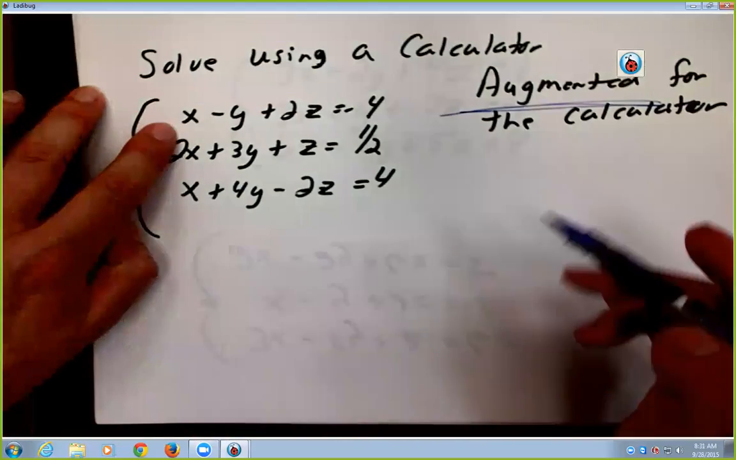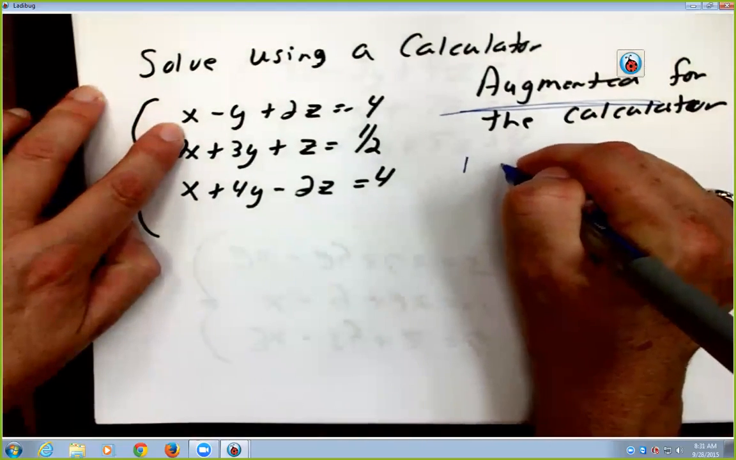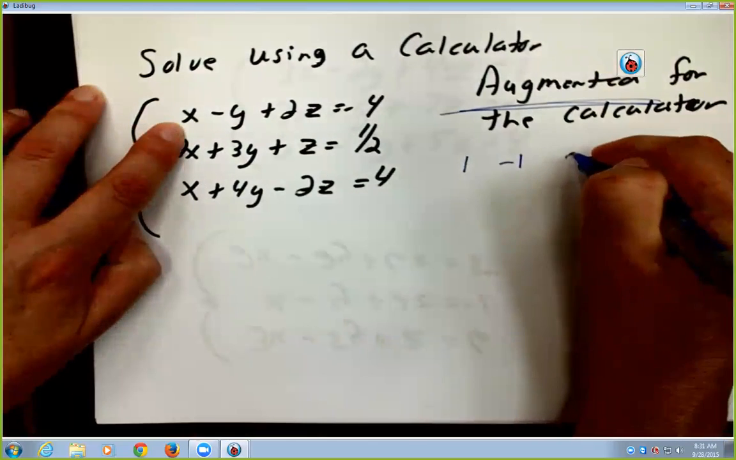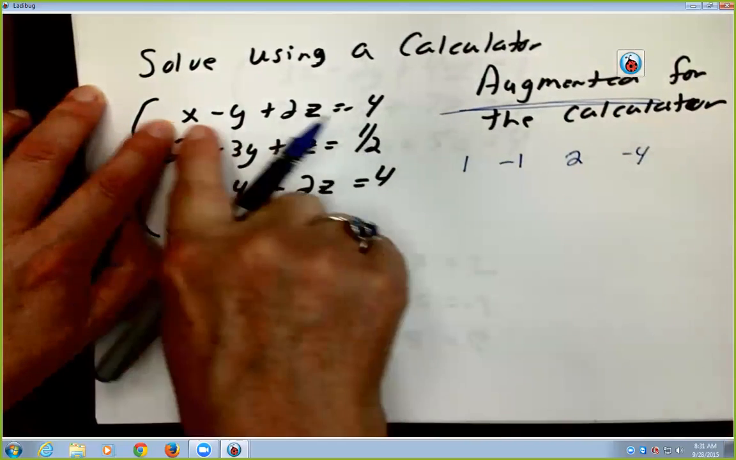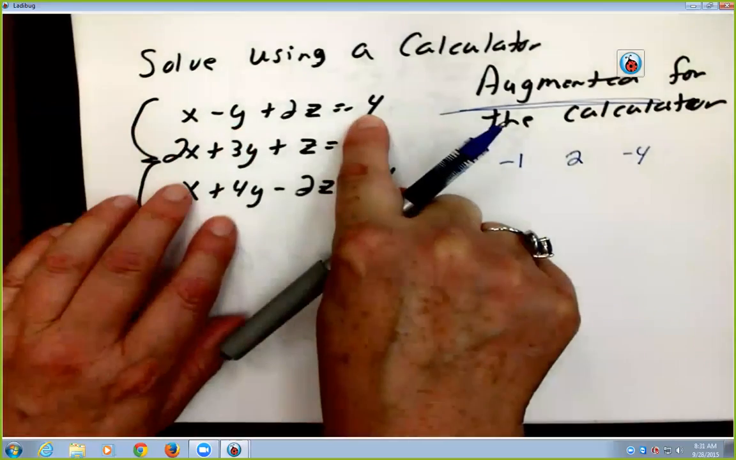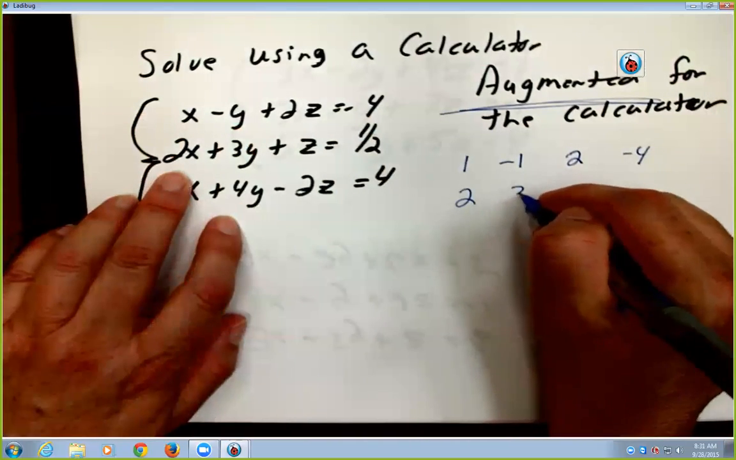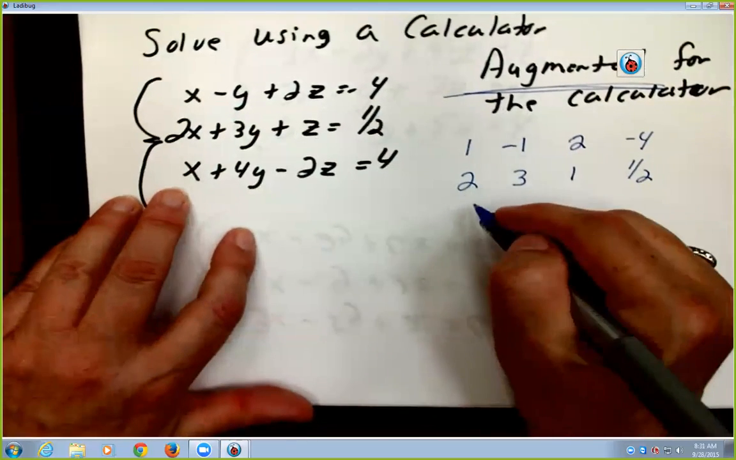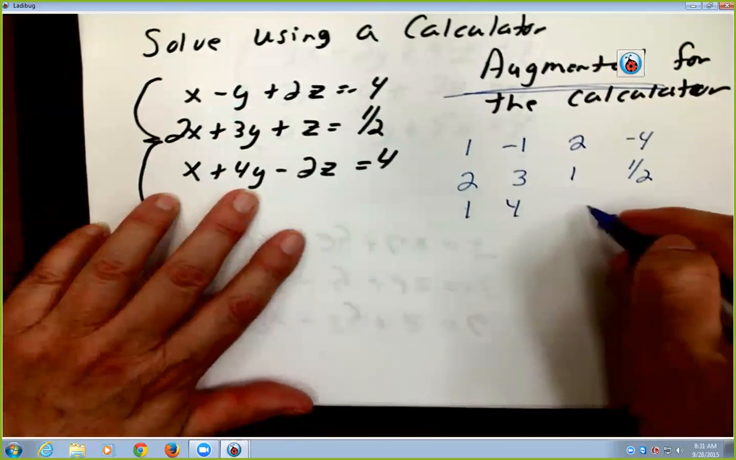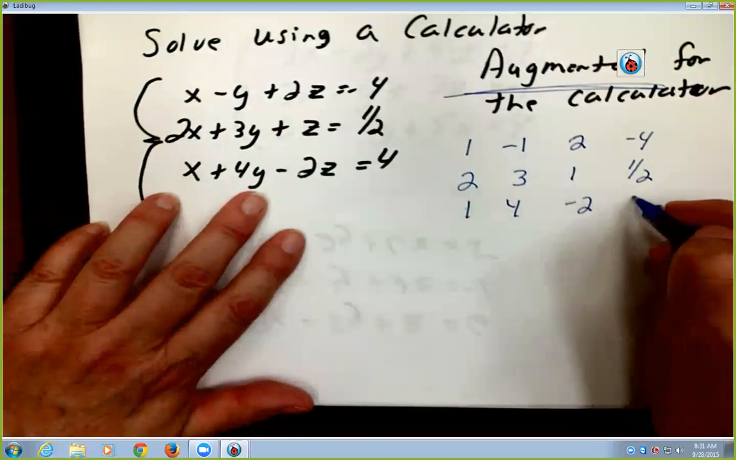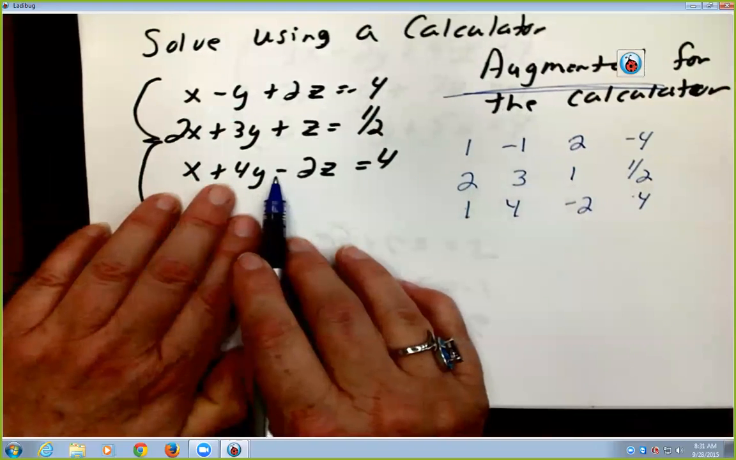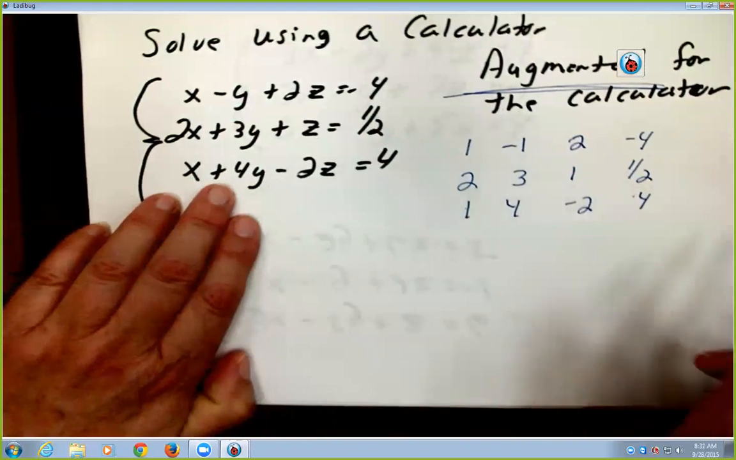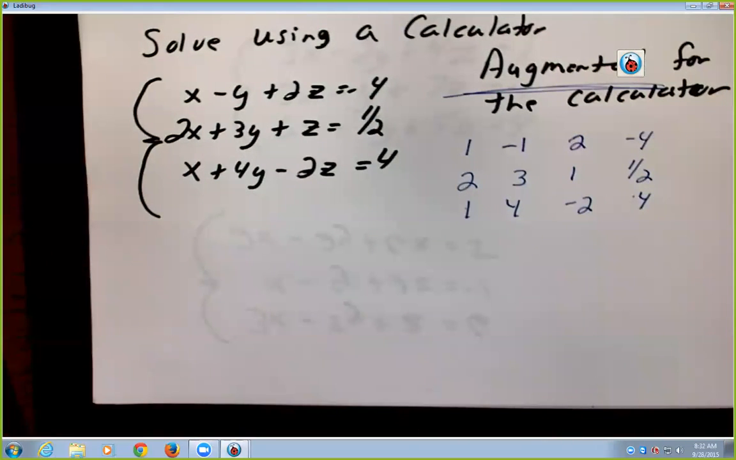If you ever see that word augmented in your stuff, it means that we're just looking at the numerical pieces of these. So if I look at the augmented one, it's 1, -1, 2, -4. All I'm doing is reading my numbers. The second one is 2, 3, 1, and 1/2. The last one is 1, 4, -2, 4. The sign out in front, remember, tells you the sign of the thing after. So you want to pay attention to that.